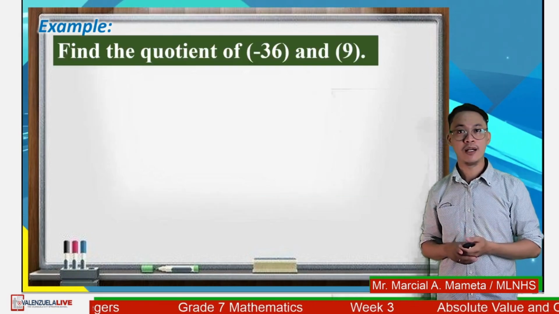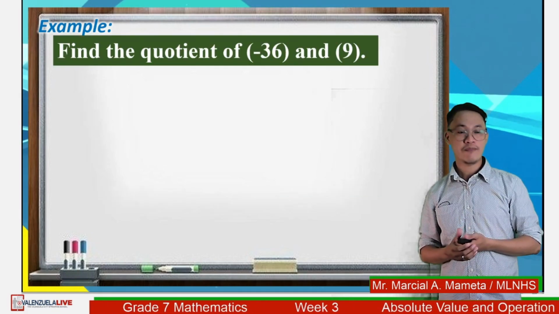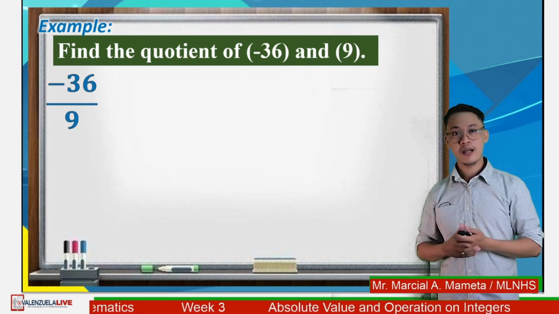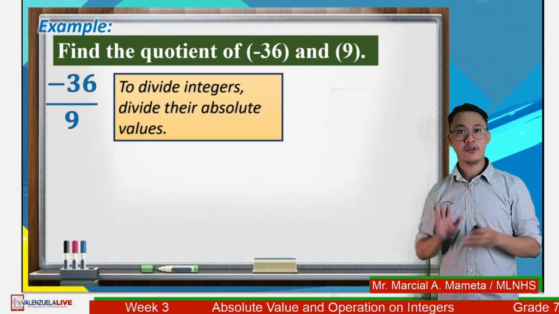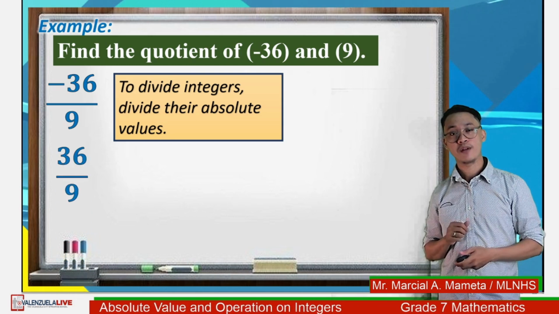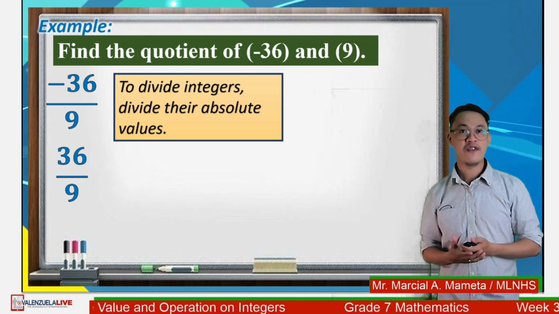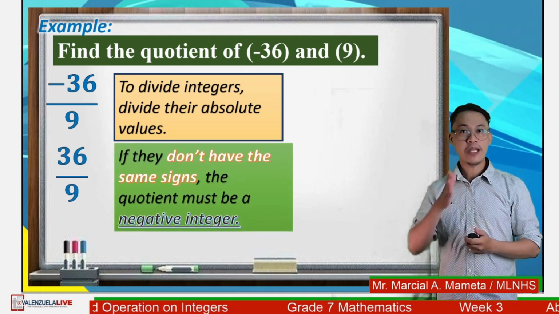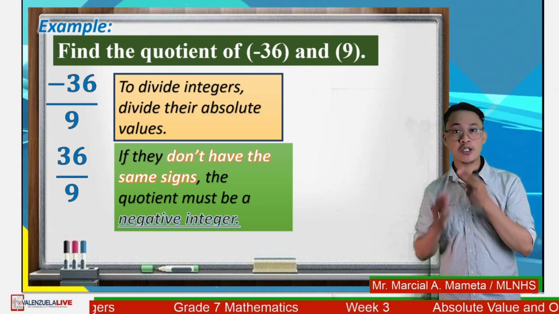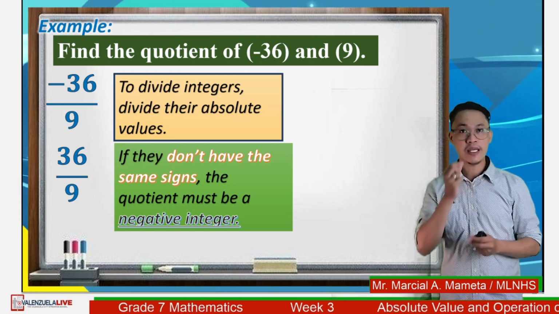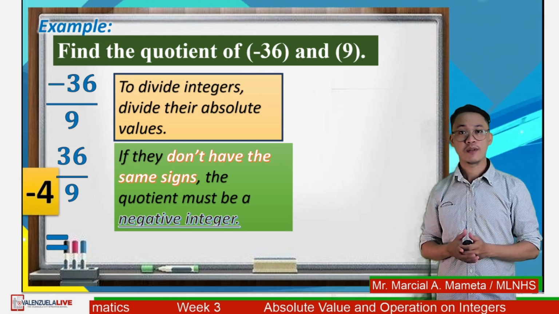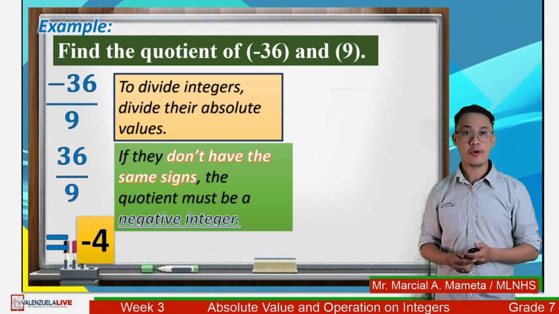How about this one? Find the quotient of negative 36 and 9. Negative 36 divided by 9. Again, to divide the integers, divide first their absolute values. We have 36 divided by 9. If they don't have the same sign, because our given is negative 36 and positive 9, the quotient must be a negative integer. So therefore, the answer is negative 4.